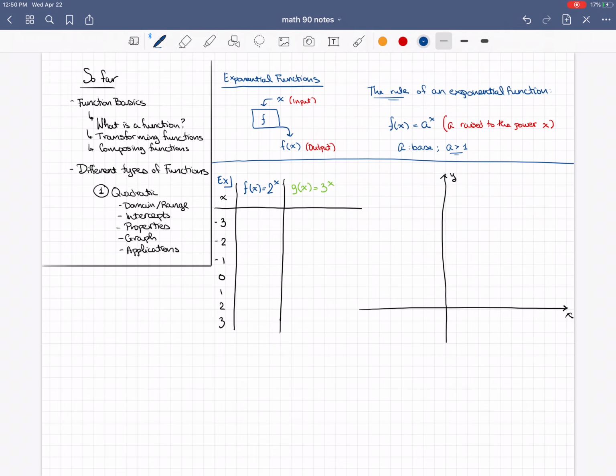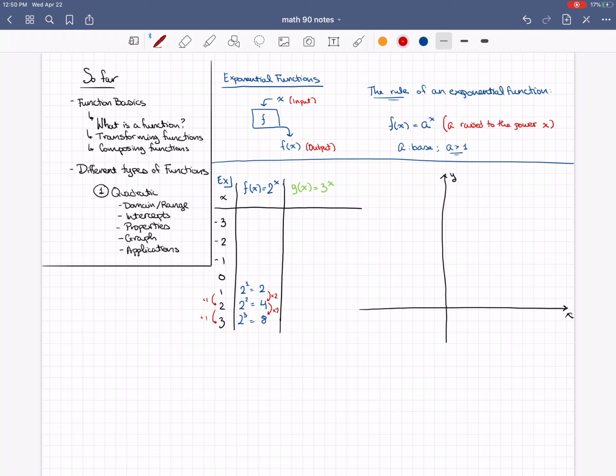Okay, so here goes. In blue, let's talk about f. I'm actually going to go ahead and start with the input 1. So f of x is 2 to the power x, so the input x as the exponent on 2. 2 to the first is just 2. 2 squared is 2 times 2, so that's 4. 2 cubed is 2 times 2 times 2, which is 8. So what I want you to notice is that every time the input increases by 1, the output doubles.